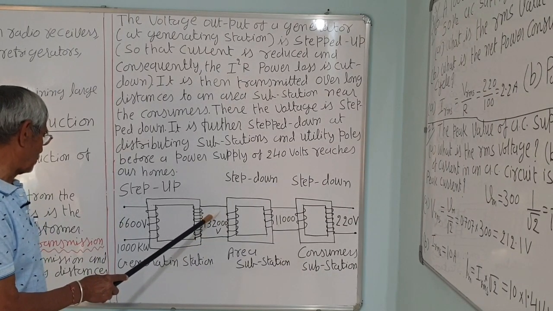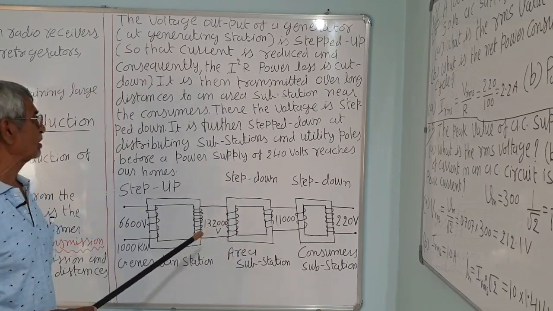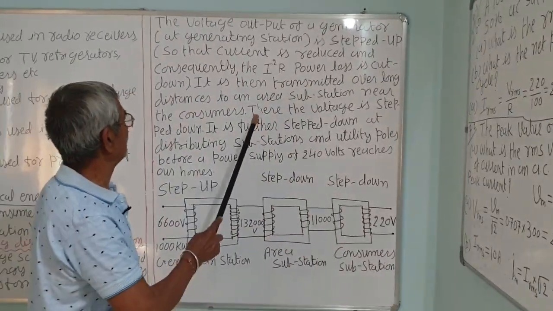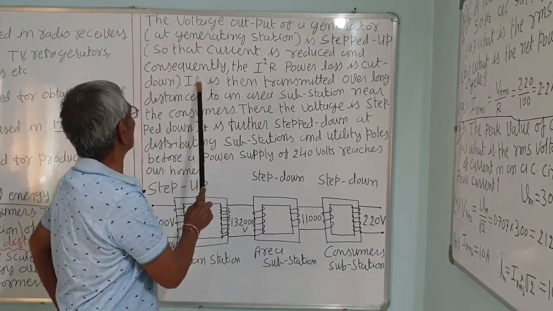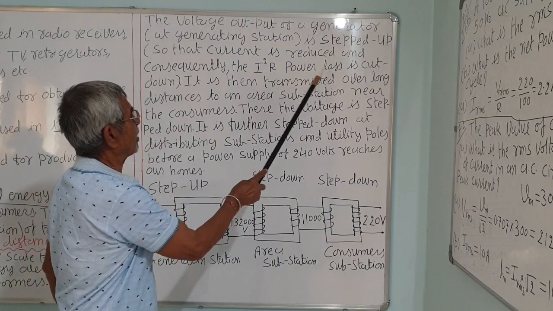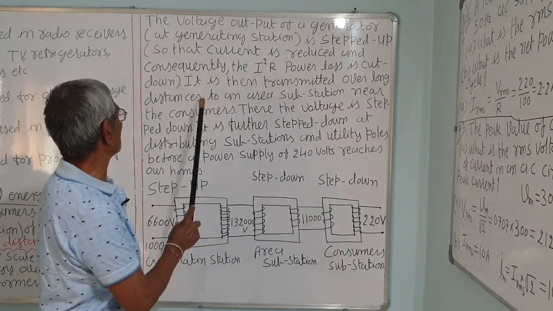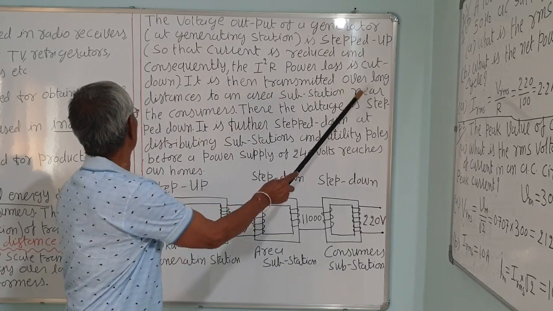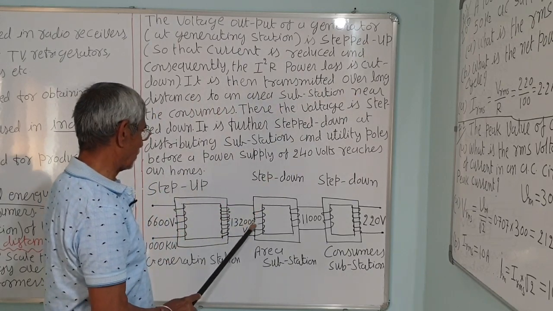Here power is also 1000 kilowatt, if the transformer is considered to be an ideal transformer, correct? So, the current is reduced and consequently the I square R, the power loss, is cut down by using the step up transformer. It is then transmitted over a long distance to an area substation, and transmitted again to a substation.